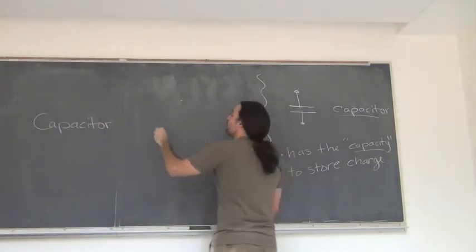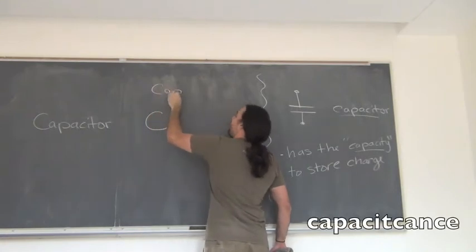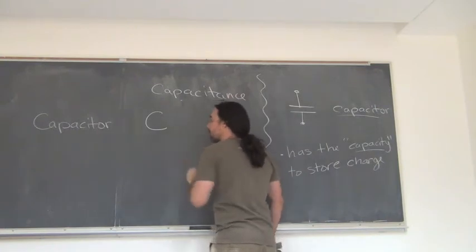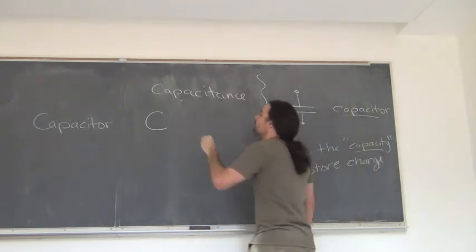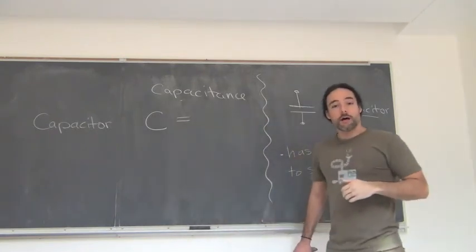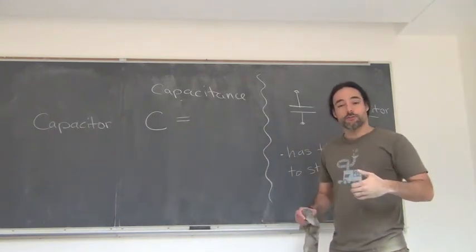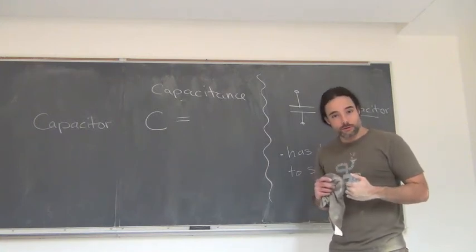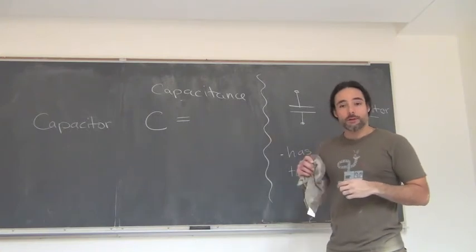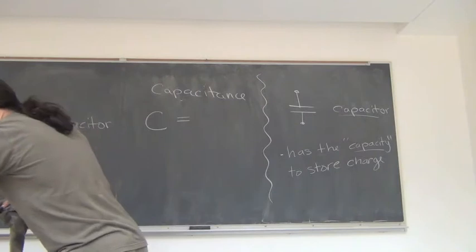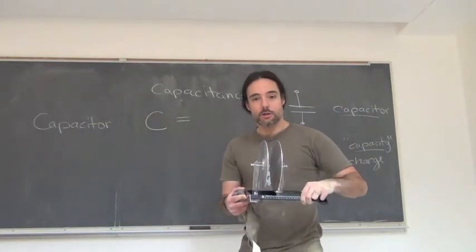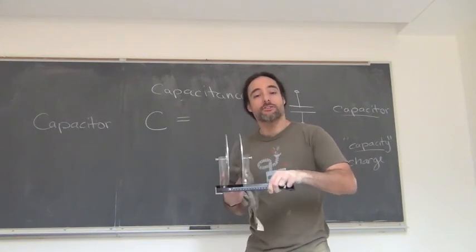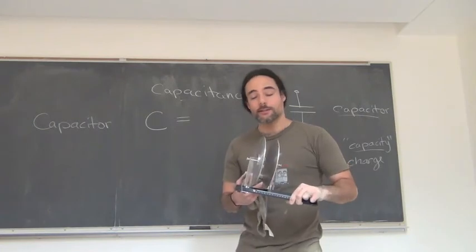So if I want to know an object's capacitance, it's defined in this way. It's going to get the symbol C. And an object would have more capacitance if it took on a lot of charge, even if you only applied a small amount of voltage to that object. So if my parallel plates could store a lot of charge, even if I only connected a small voltage battery to it, we would say that these have a large capacity for storing charge, or a large capacitance.